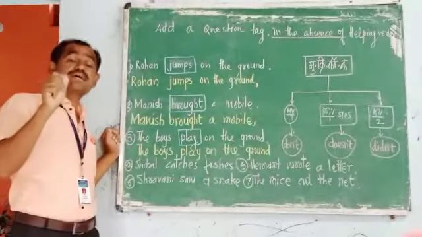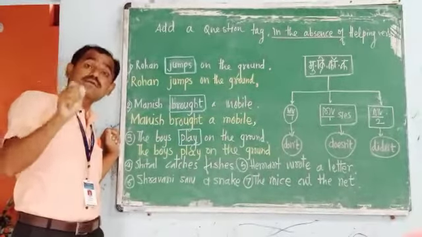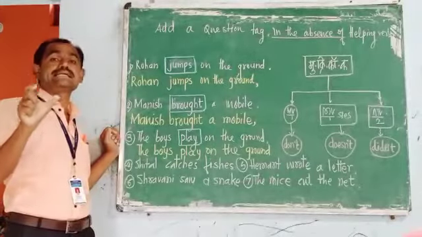Our second rule is that find out the auxiliary verb in the sentence.